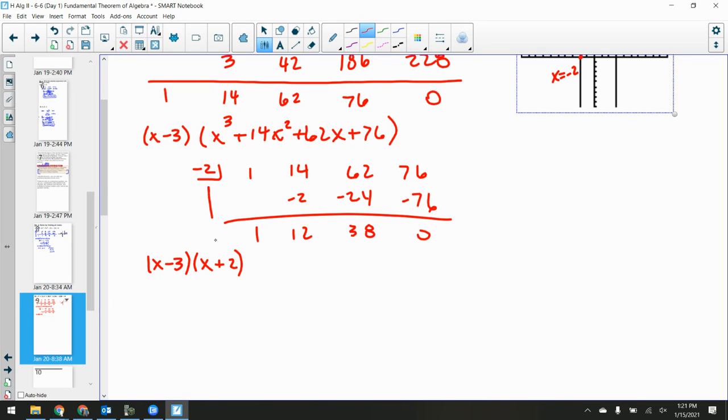X plus 2, remember that corresponds to an x plus 2. And we're left with an x squared plus 12x plus 38. And I would see if I could possibly factor that quadratic. I cannot.